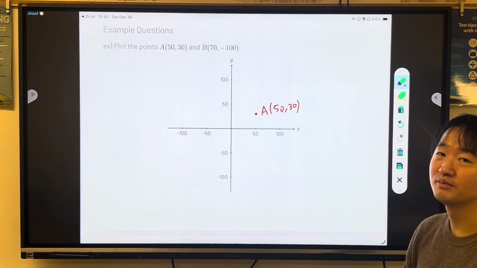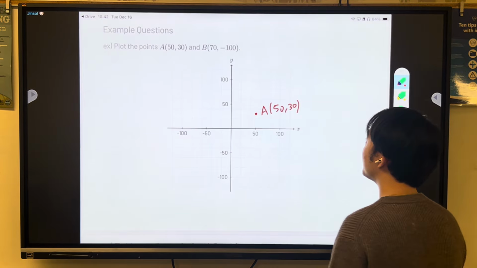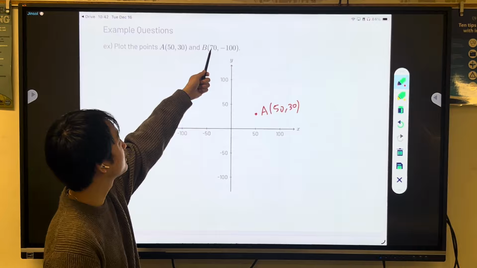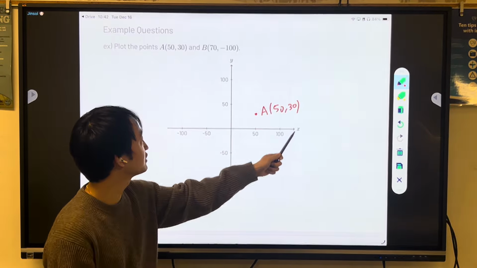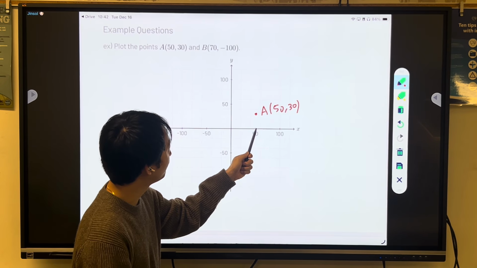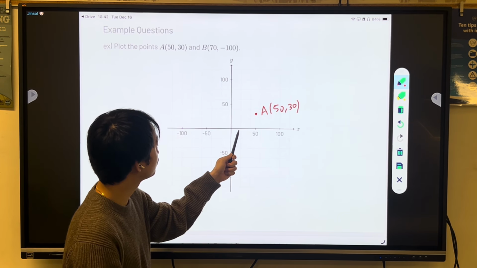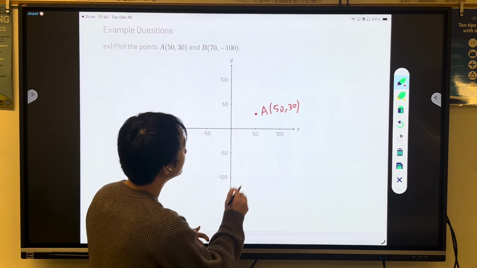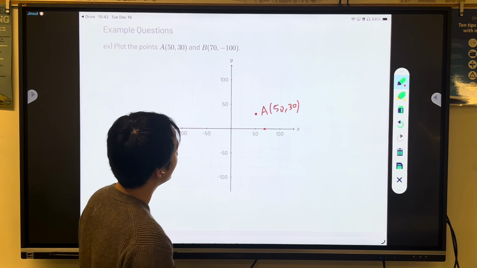And let's do the same for B. The B has the coordinate of 70, negative 100. So first, the x-coordinate is 70. So once again, on the x-coordinate, 0 is positive, so we go to the right, and we land at 70. So that's each grid is 20. So that's 20, 40, 60, and a bit more. So we're going to start from around there.